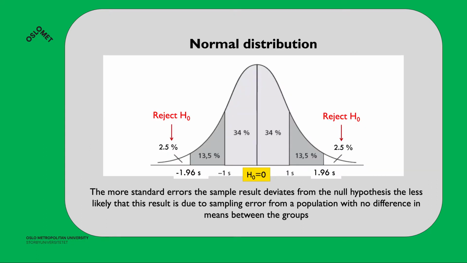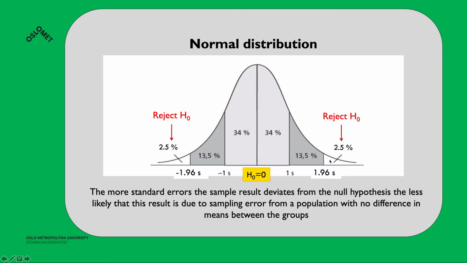The likelihood distribution is the normal distribution in this instance. So we say that we have H0 here in the middle, and if we get a sampling result that is very far from H0, either in this area or in this area, we reject H0, saying there is no difference between, in our example, men and women. So the more standard errors the sample result deviates from the null hypothesis, the less likely that this result is due to sampling error from the population with no difference in the means between the groups.